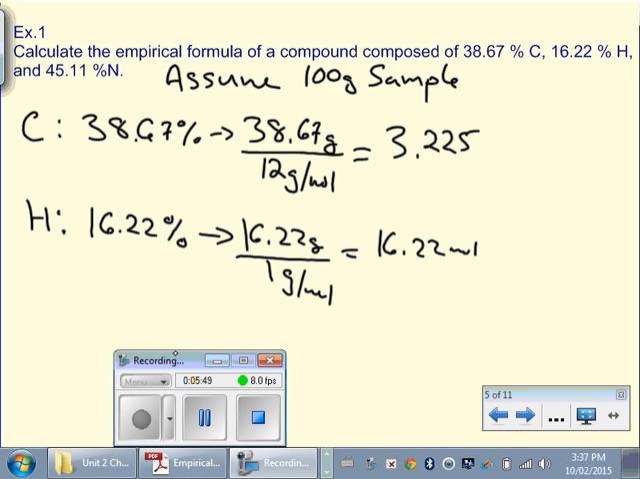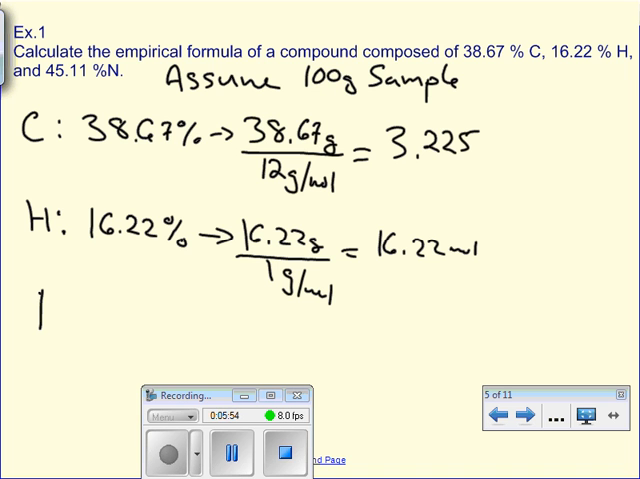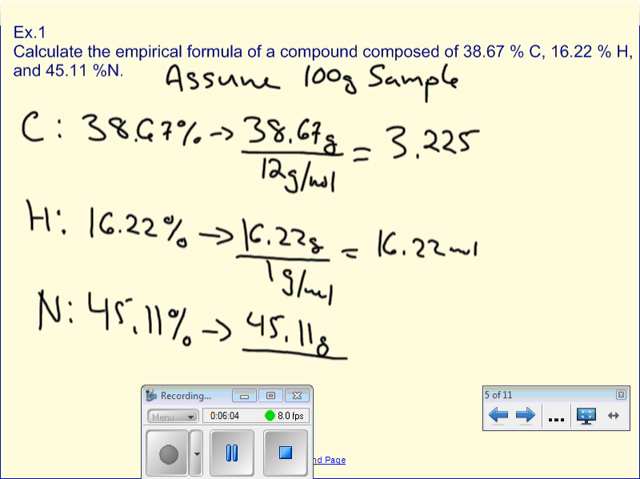The last one is nitrogen. I have 45.11%, 45.11 grams, divided by 14 grams per mole. And that's going to give me 3.222. Wow. 3.222 is the smallest, although it's very close to carbon's 3.225.